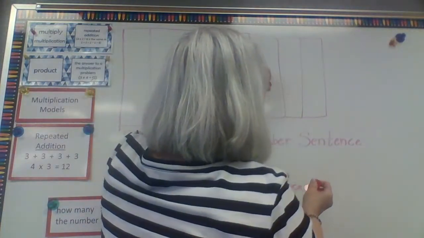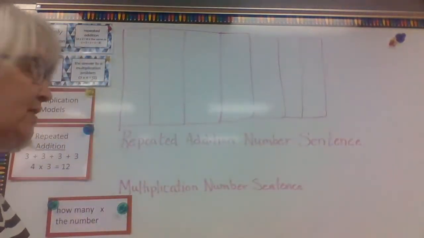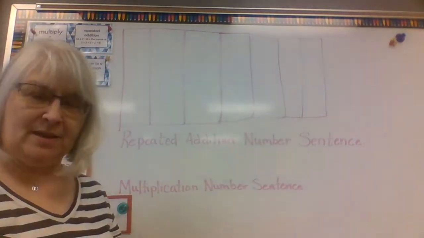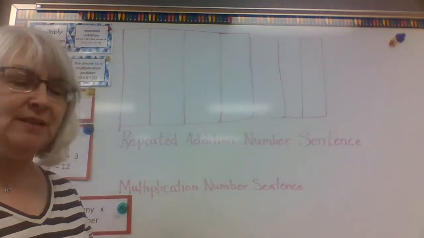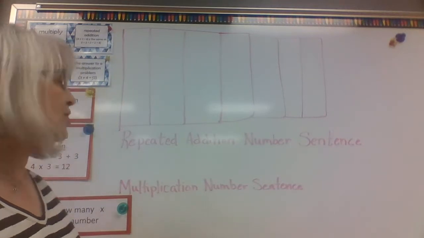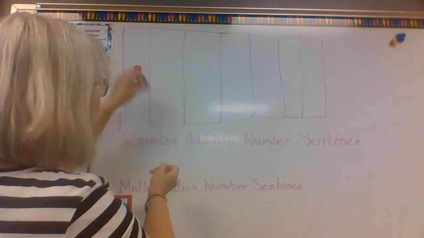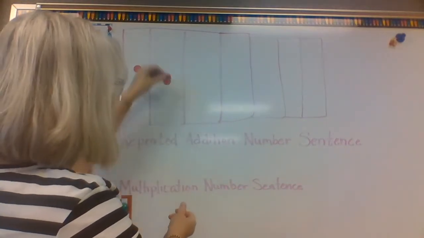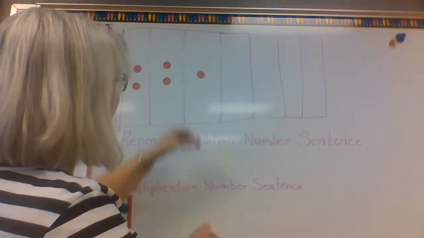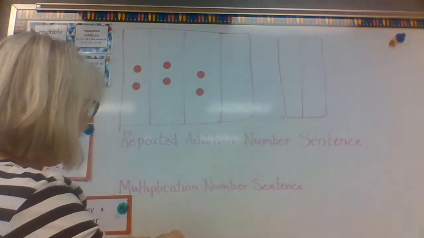And this time our story is about 7 people were going on a hike, and they were going to be gone for a while, so they decided to take 2 water bottles each. All right, so we have our 7 people, and they each are going to take 2 water bottles. So let's take our squares, give everybody 2.